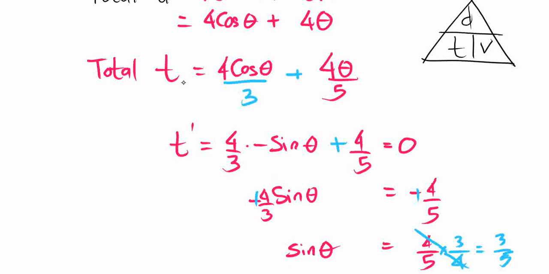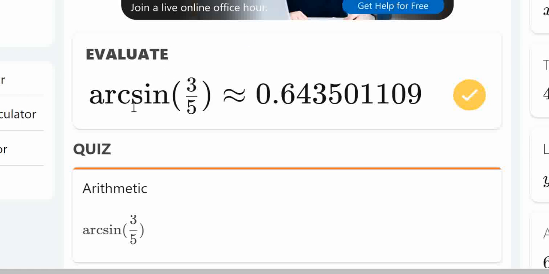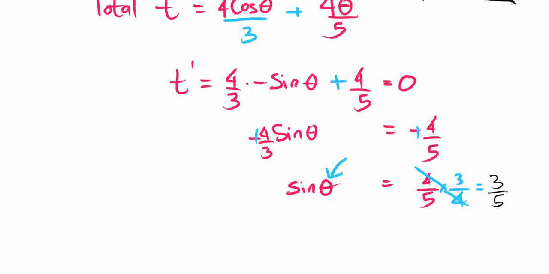Let's count with the calculator. What is the value of theta? The inverse sine of 3 over 5 is 0.64 something, so we just take 0.64. So theta is 0.64.